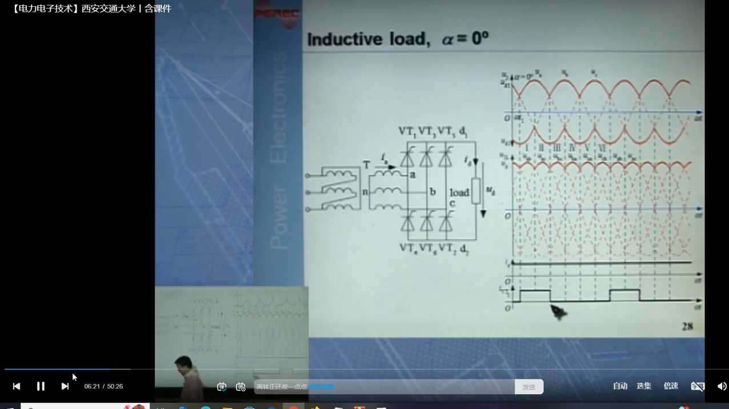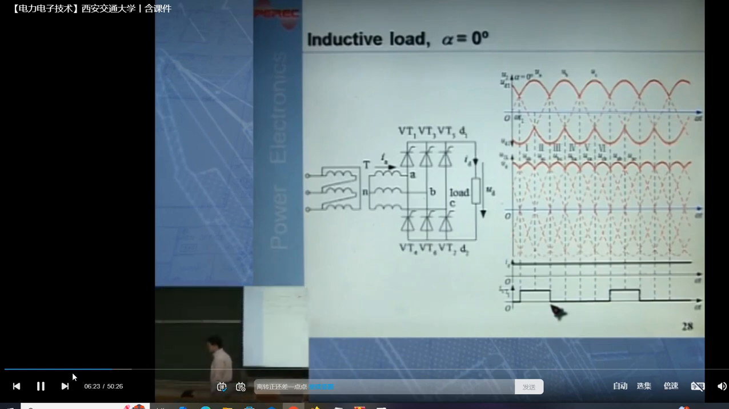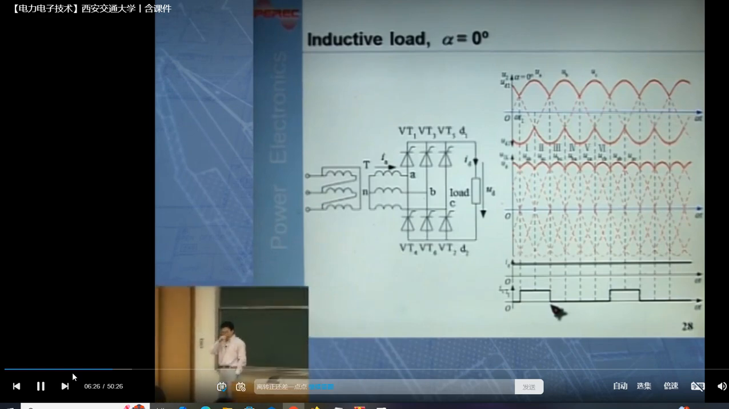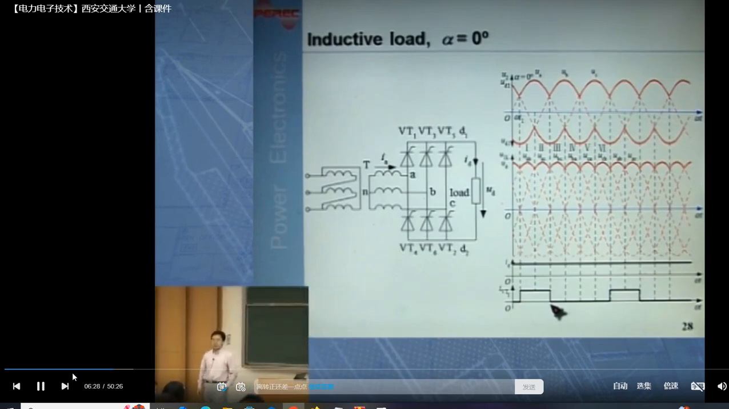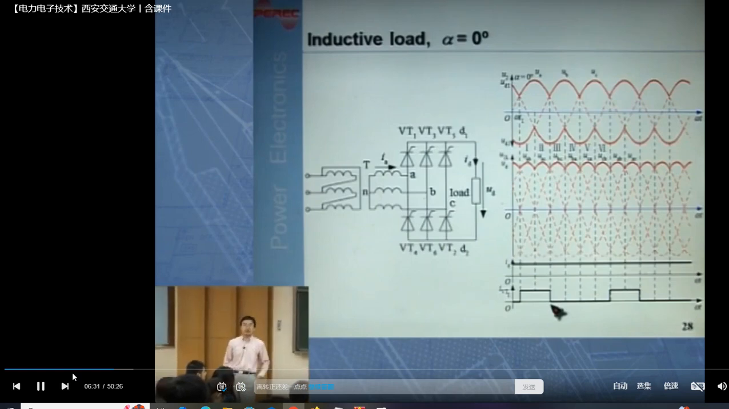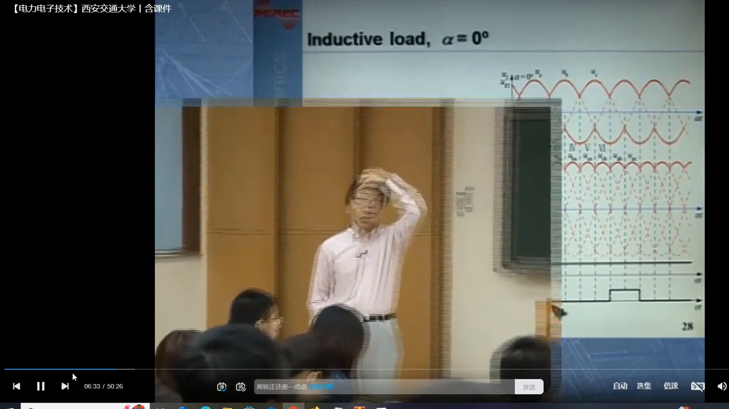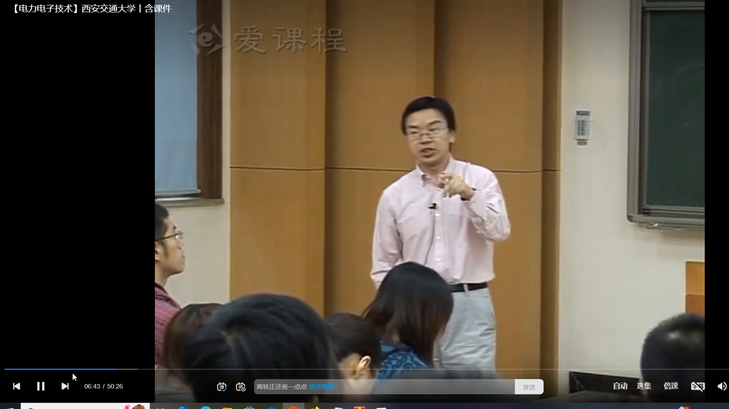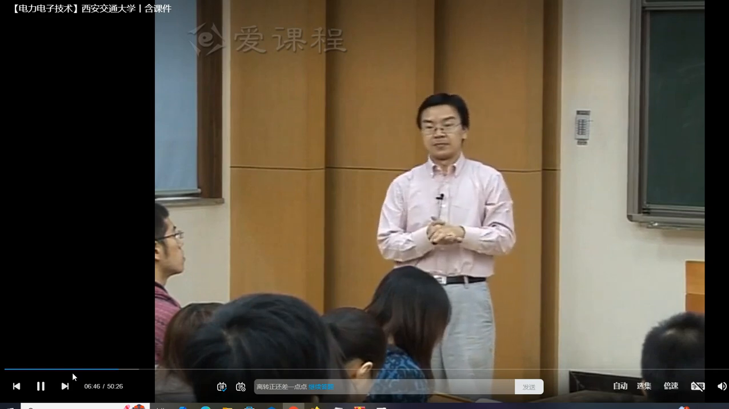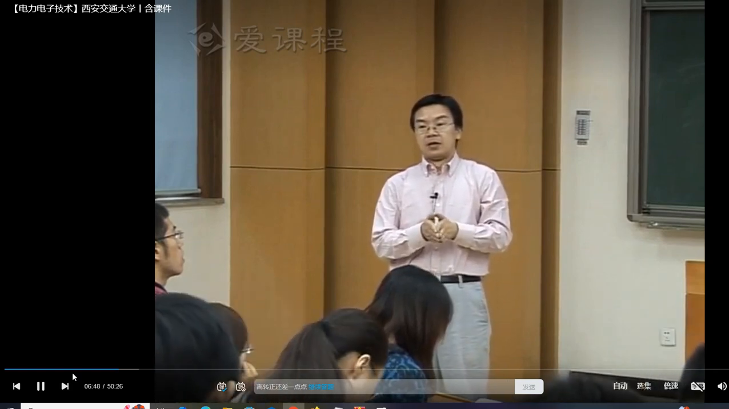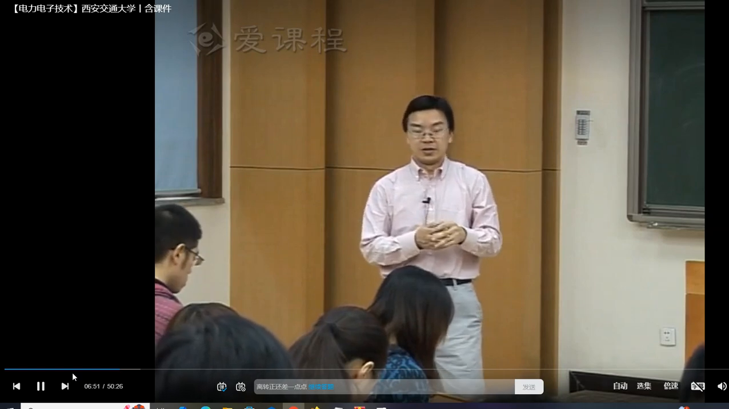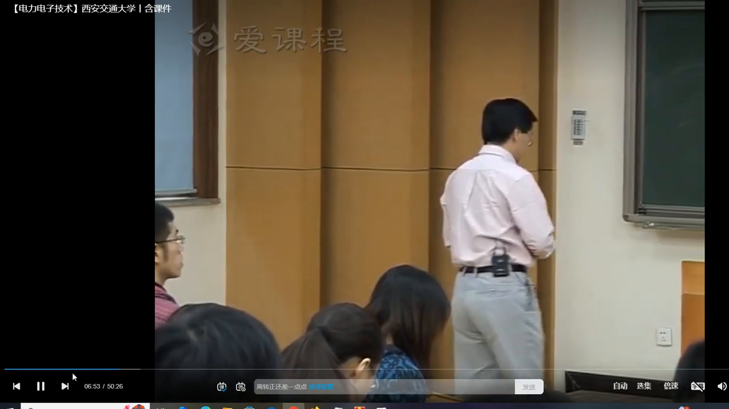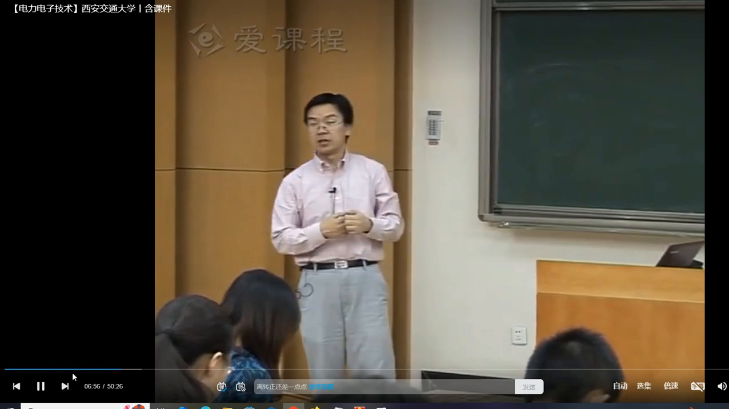This, in practical case, do you think what might be the problem in the practical case? What do you think might be the problem of those instant changes of currents? What?